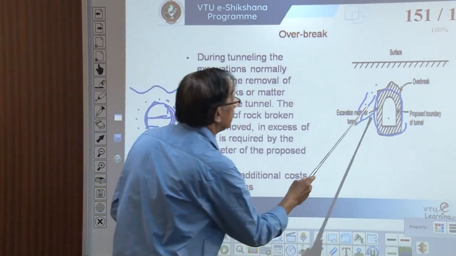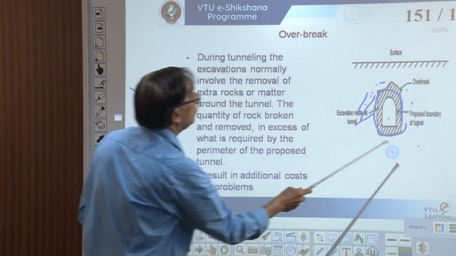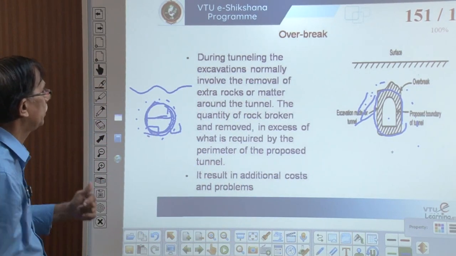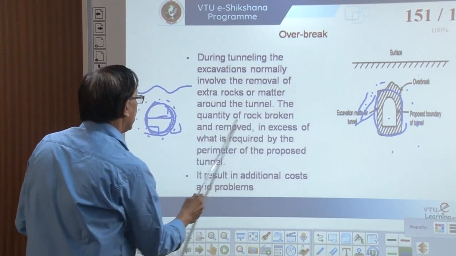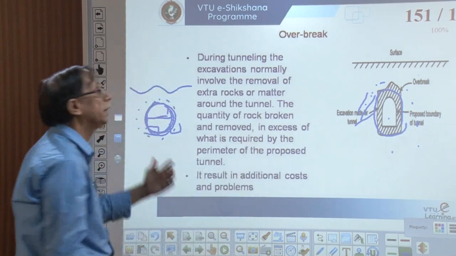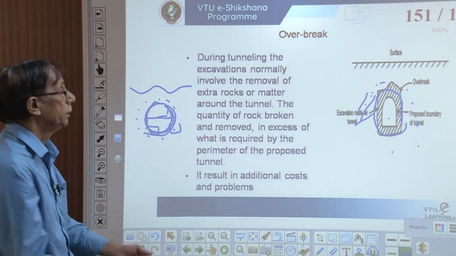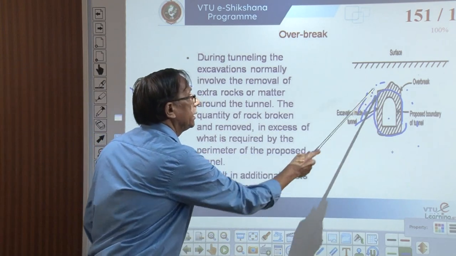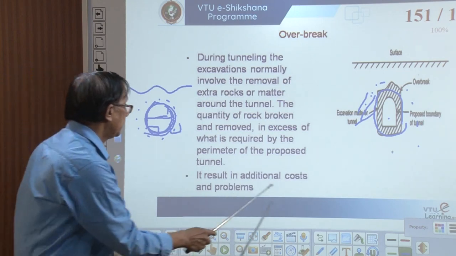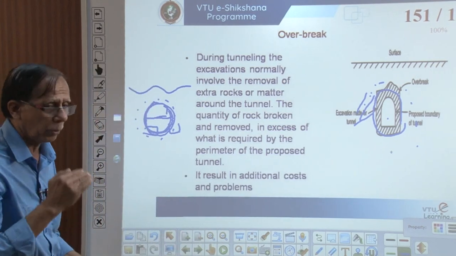Yes, in addition to this, such weak zones we come across. Therefore, extra excavation is normally involved in many of the projects, and the quantity of rock broken and removed is in excess of what is essentially required. In addition to the tunnel, exactly, extra we cut, that we have to handle, that is a cost. It results in additional cost and problems.